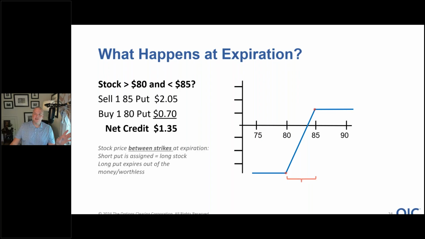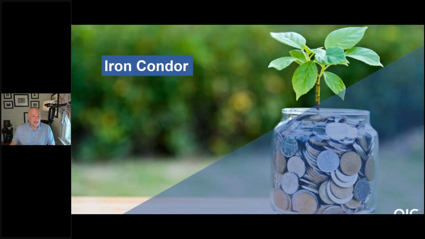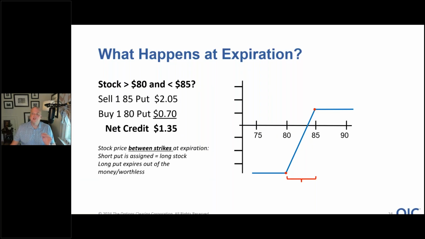And then, of course, the interesting part is in between these two strikes. Sorry, let's go back. In between these two strikes, that's when things are a little bit more interesting. What's the likelihood of me getting assigned on my 85s? Do I need to exercise my 80s in order to sell the stock out that I'm theoretically going to be buying because I'm short that 85 put? You need to pay attention to that. Between the strikes, you're probably going to be assigned on your short leg, and you need to make a decision as to whether or not you want to exercise your long leg.